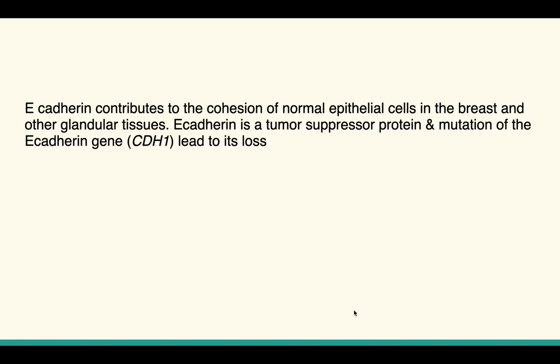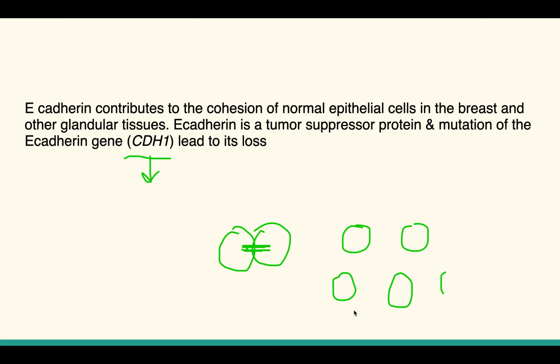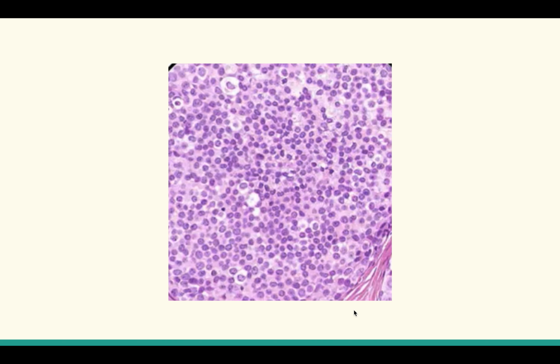Now what is E-cadherin and what is its role in the normal body? Normally it is a transmembrane protein which helps in cohesion of the cells and lets the cells stick to each other. But when there is a CDH1 mutation, the gene responsible for the E-cadherin protein, it leads to discohesive cells. The cells will be singly scattered. So in lobular carcinoma or lobular carcinoma in situ you have particularly discohesive cells.